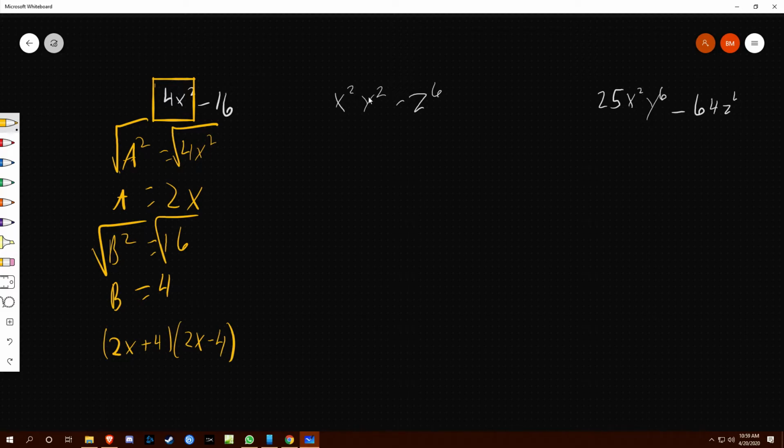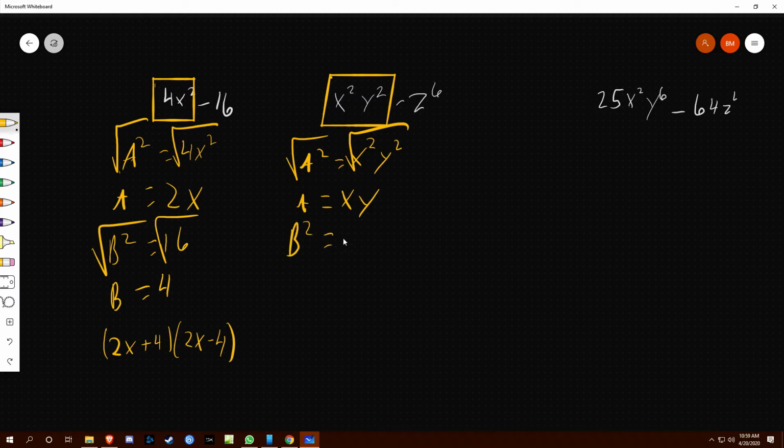So now, we have x squared y squared minus z to the sixth. Well, before the minus sign is my a. So a squared equals x squared y squared. Same process. I have to square root. What's the square root of a squared? Well, of course, a. So a equals xy. The square root of x squared is x. The square root of y squared is y. So a equals xy. I take my b squared, which in this case is z to the sixth.